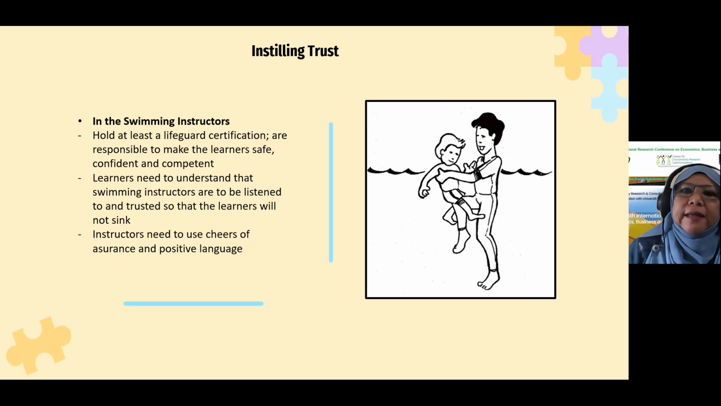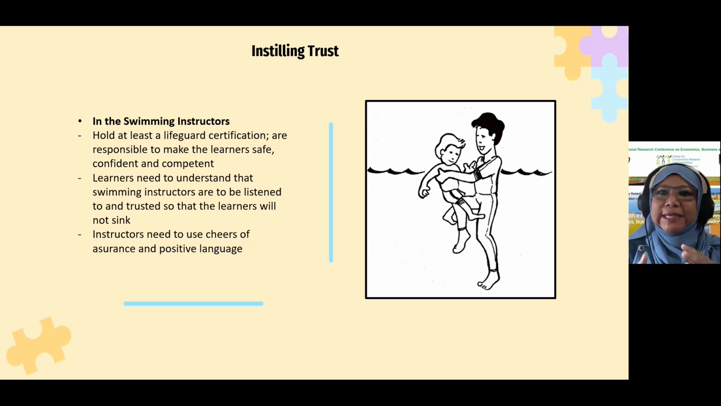Now there is a reason for this. Why? It is because the swimming teacher wants to tell the child that you need me, because if you do not trust me, then you will sink. Okay, because the water level is higher than their height, right? So if you do not trust me, you will sink. So you have to follow my instructions.